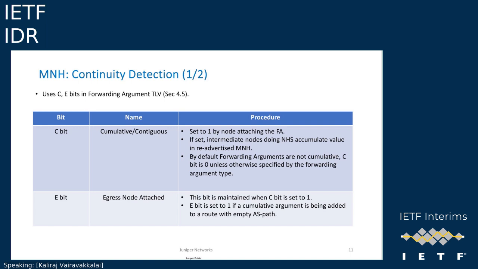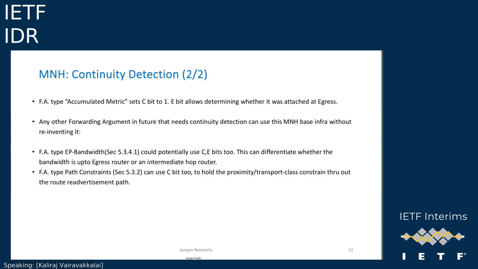So this bit is set to 1 if the cumulative argument is being added to a route when its AS path is empty. So that's how we can ensure that it is added by either the egress PE or the ASBR in the egress domain. So using both these bits, the ingress can deterministically know whether the forwarding argument is contiguous and until the egress.